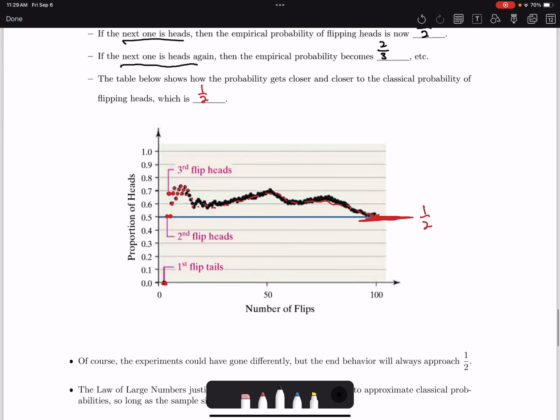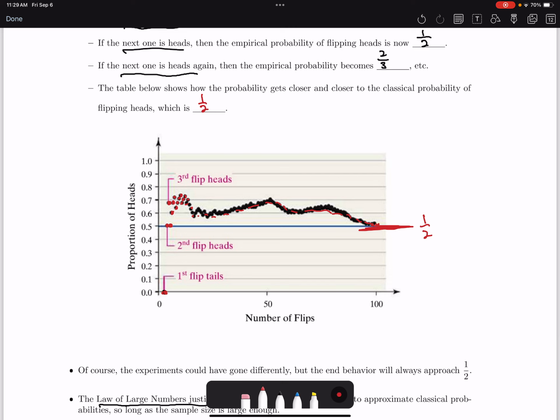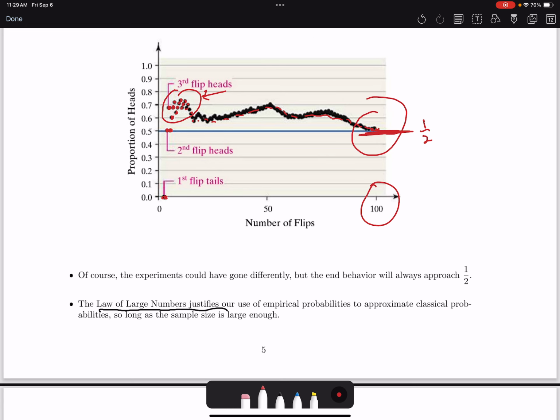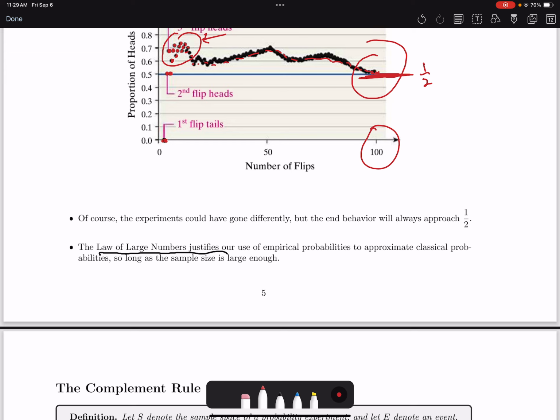If you only had a sample size of 5, then you wouldn't get a very good picture of what the true classical probability is. You would have, in this simulation, an overestimate. But in the long run, if you had a sample size of 100, then you get a better picture. Your empirical probabilities will be matching your classical ones.